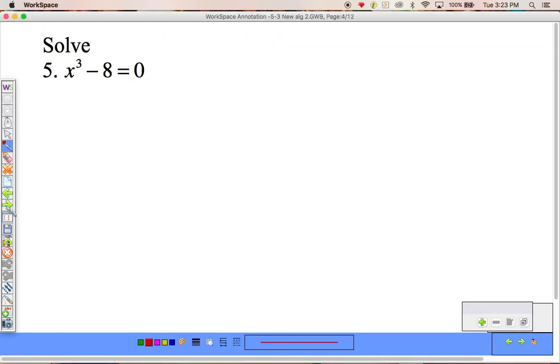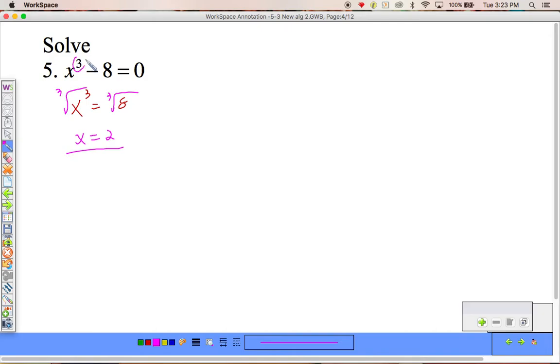All right, now we're going to solve equations. x to the third minus 8 equals 0. Don't do this. Don't copy this part. A lot of people's thought is to add an 8 and cube root and get x to equal 2. That's partially right, but it's not completely right.